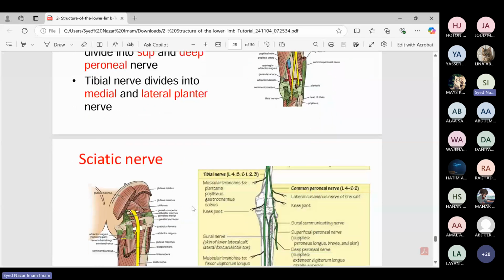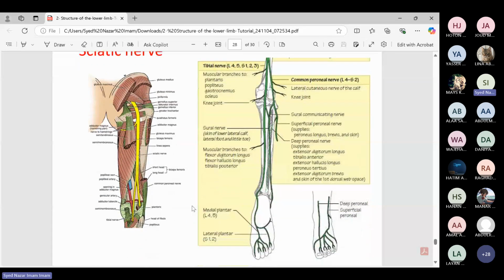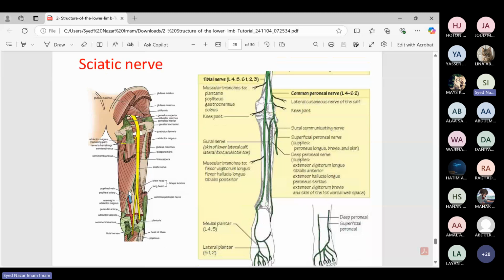So this is again the sciatic nerve here. This is the sciatic nerve. This is dividing into the common peroneal and the tibial. Common peroneal is going anteriorly, relating to the neck of the fibula, dividing into superficial and deep peroneal nerve, and the tibial nerve is going behind, and then it enters the sole, where it divides into the medial and the lateral plantar nerve.